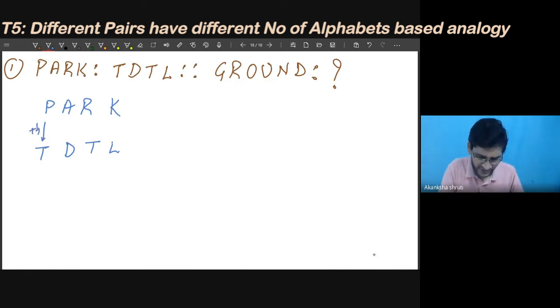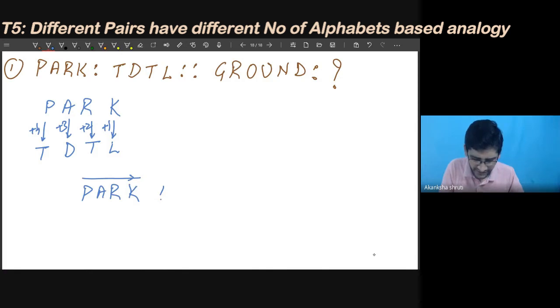+4 is this one. Then the +3, +2, +1. What we are observing? It is continuously decreasing. If we are starting with this one, say PARK, increasing order. From P I have to increase the 4, from A I have to increase the 3, so on. Let us apply that method, then can we get the correct answer?